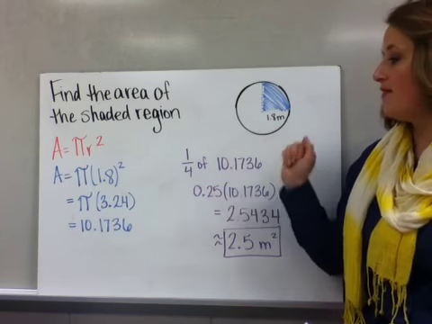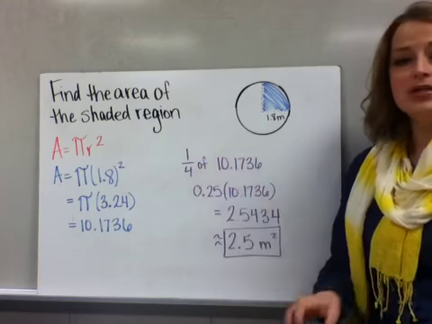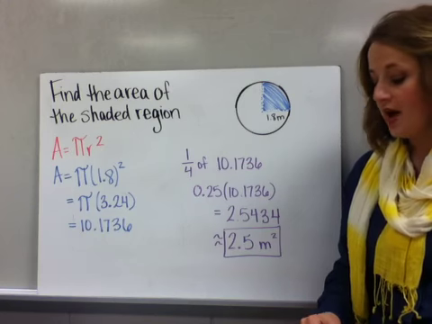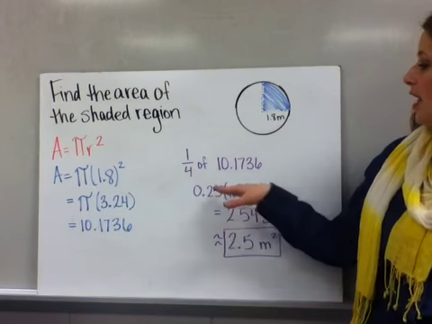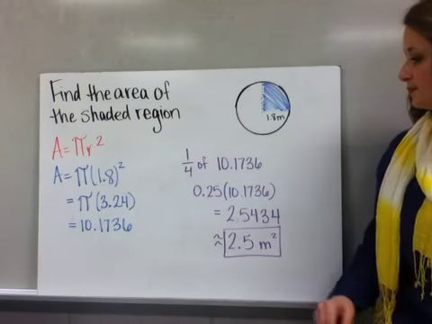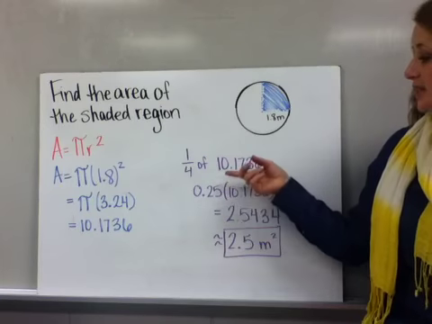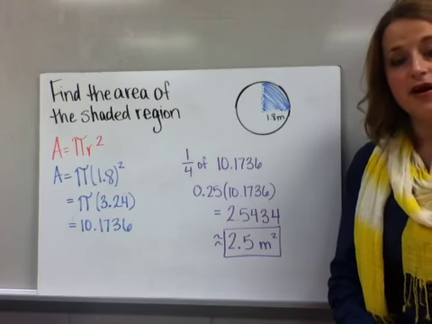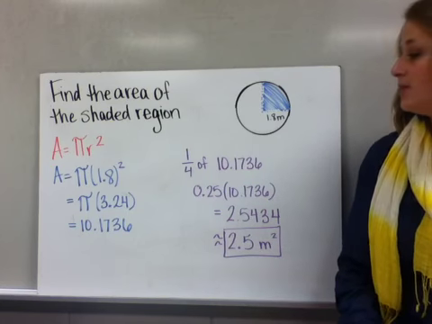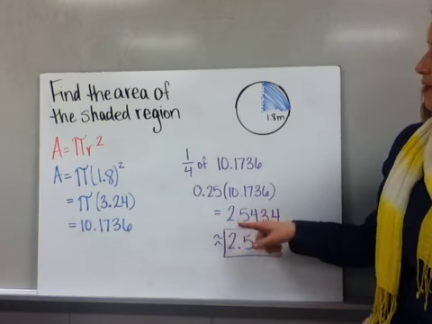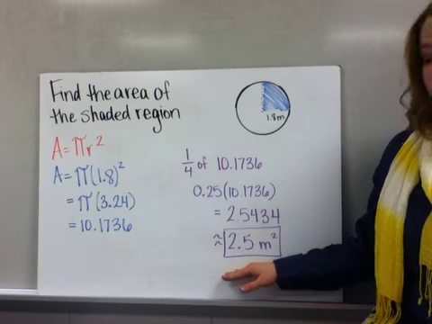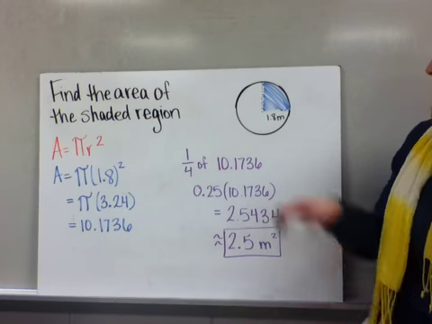I want to find 1/4 of that. We know that of means multiply, and since I already have a decimal, I chose to turn 1/4 into the decimal of 0.25, so it's easy to put into the calculator, and it would have been more difficult to convert 10.1736 into a fraction. Another thing that you might have thought to do was to take 10.1736 and divide by 4, and that is just fine because dividing by 4 is the same thing as multiplying by its reciprocal 1/4. When I multiply those two, I get 2.5434, and rounded to the nearest tenth is 2.5 meters squared.